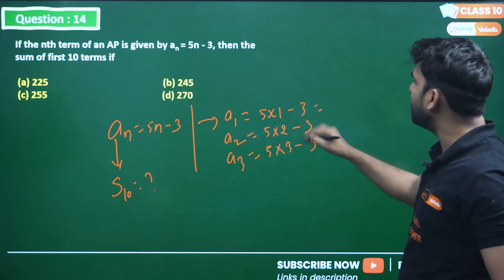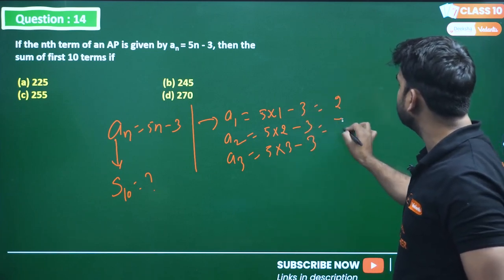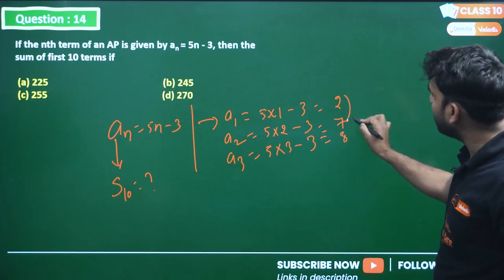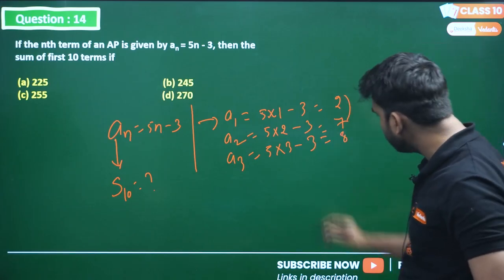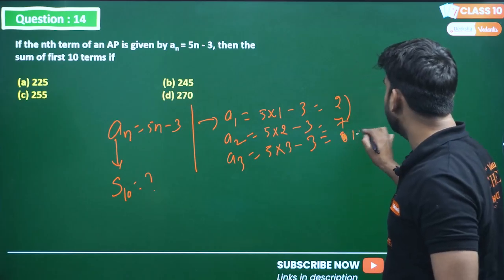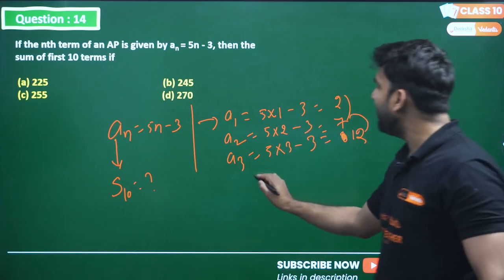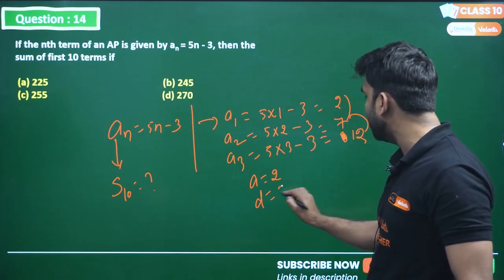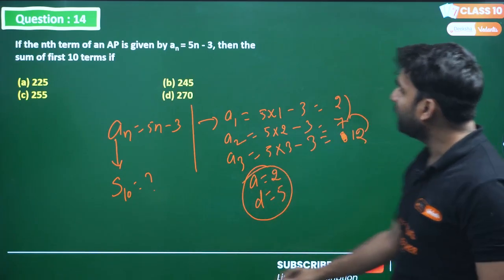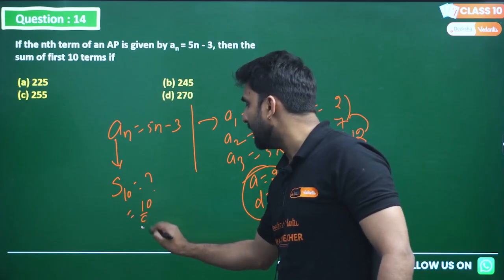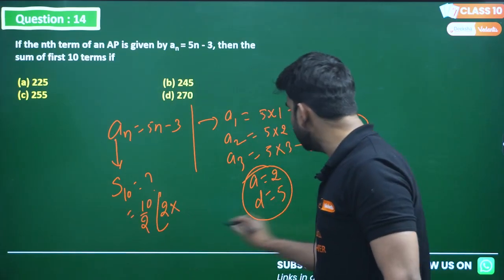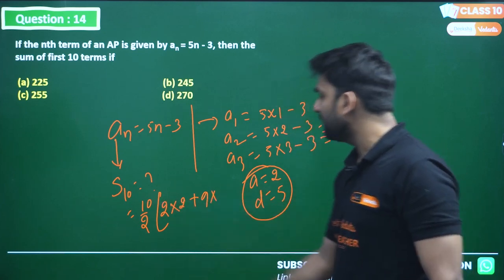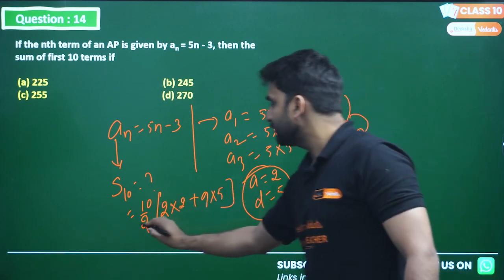So 5 1s are 5, minus 3 will be 2. 5 2s are 10, minus 3 will be 7. 5 3s are 15, minus 3 will be 12. Look, the difference is 5. So this is an AP, my dear. So you have A equal to 2, and D is equal to 5. If you have A and D and we have to find S10, we can use the formula 10 by 2 into 2a plus n minus 1, which is 9, into D which is 5, my dear. So can we find the result?